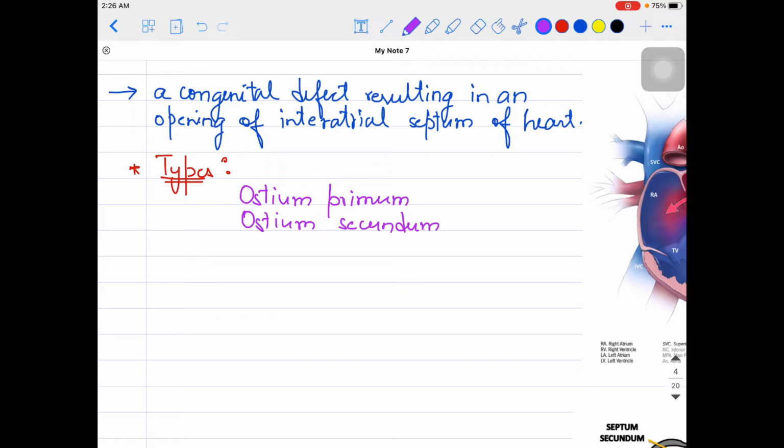Otherwise, the coronary sinus ASD can also be present, which is mentioned in the textbooks, and even the sinus venosus can be present. But the most common, if they ask you, for example, your answer should be the ostium secundum. This is the most common type of ASD, atrial septal defect.